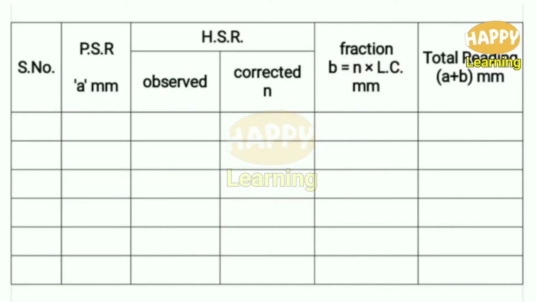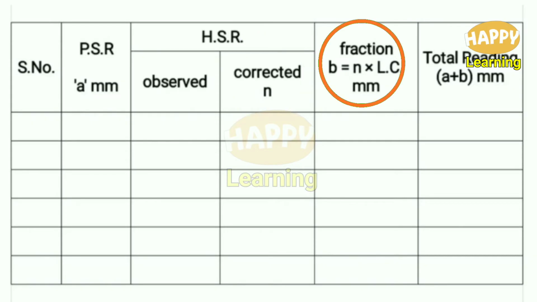This is the table we are using. It contains the columns as serial number, PSR, pitch scale reading noted by small a and it is in millimeters. Then HSR means head scale reading, observed one, corrected one. First we will note down the observed reading, then we will add correction, so it becomes corrected. Then it is represented by letter small n.